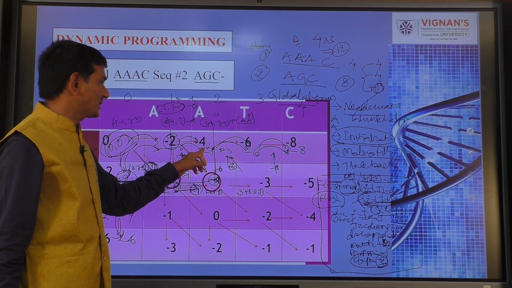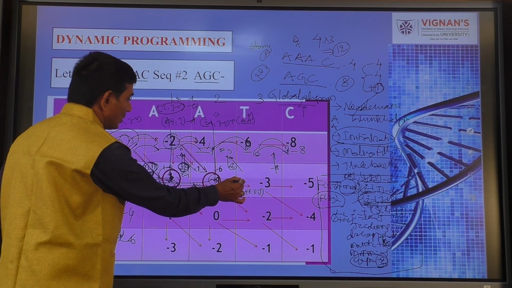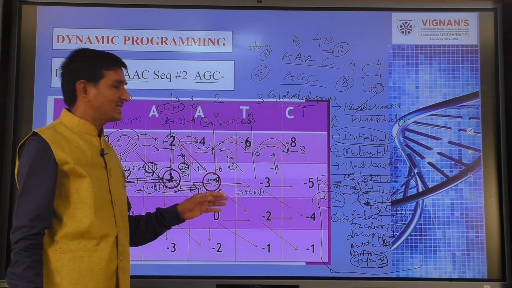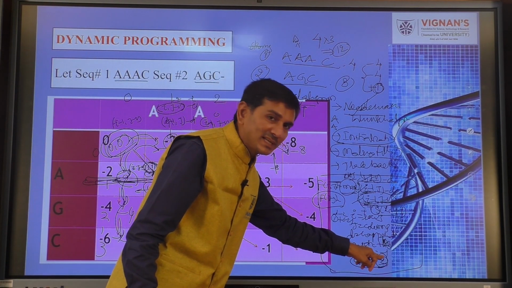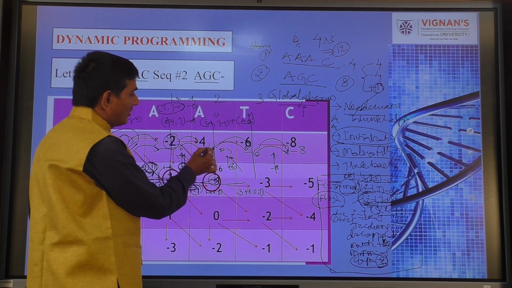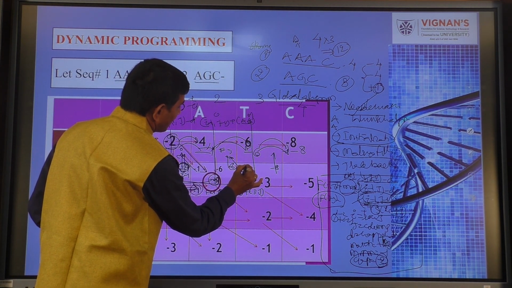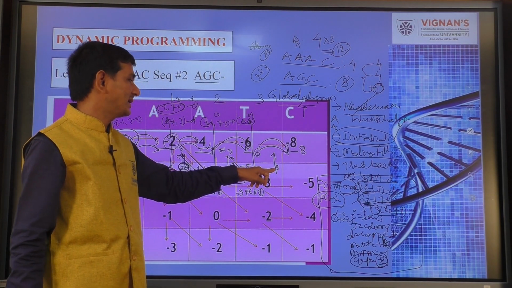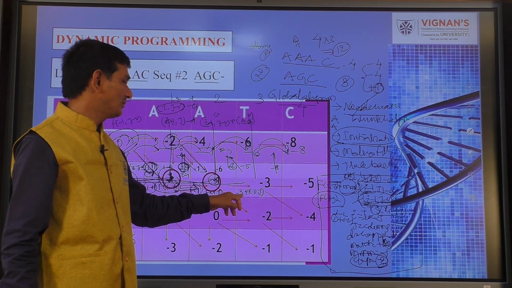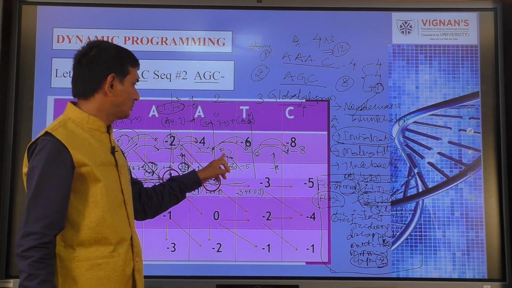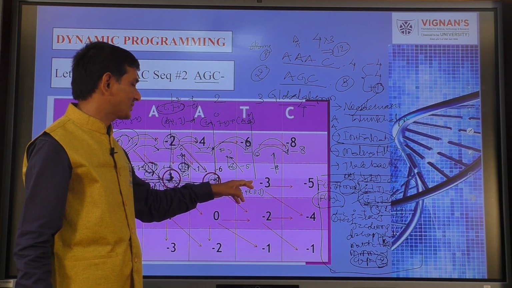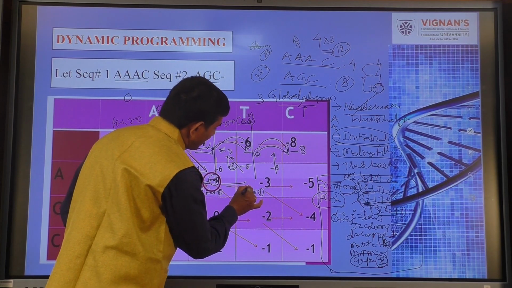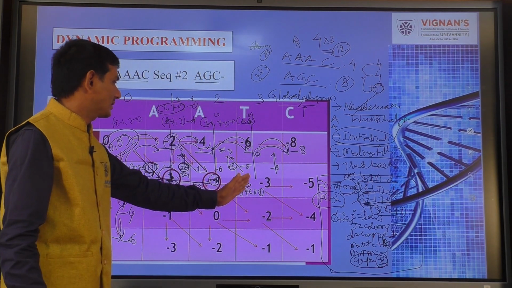Next is change in row and column. So, the value in the diagonal box is minus 4, and coming to the row coordinate it is A and column coordinate it is T. So, A versus T is a mismatch, the value assigned for mismatch is minus 1. So, diagonal value of minus 4 plus minus 1 is minus 5. So, change in row, the value obtained is minus 8, change in column value obtained is minus 3, change in both row and column the value obtained is minus 5. So, the maximum of these 3 values is minus 3. So, minus 3 is the value which is obtained because of change in the column.